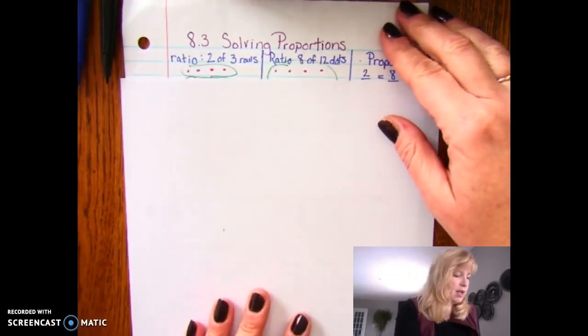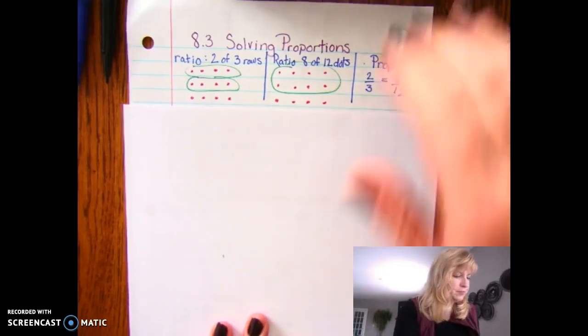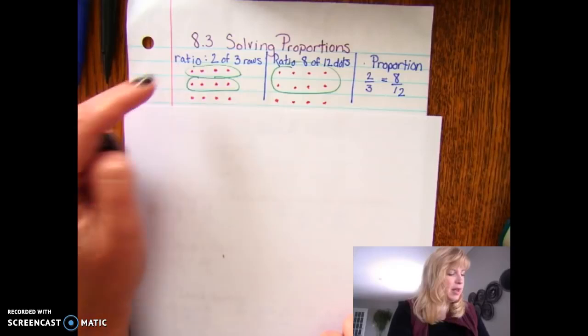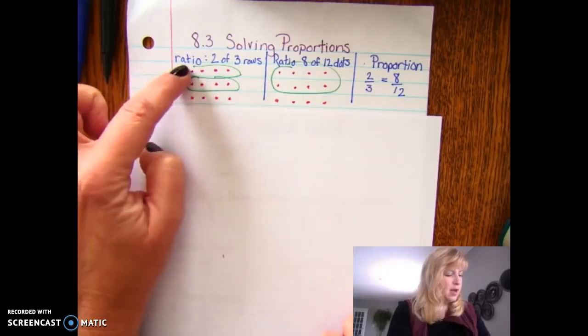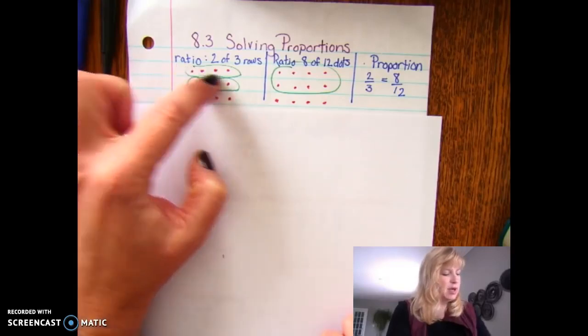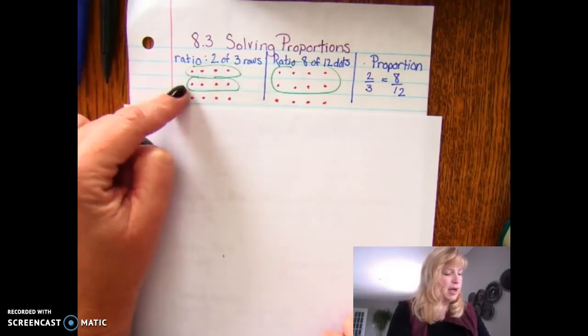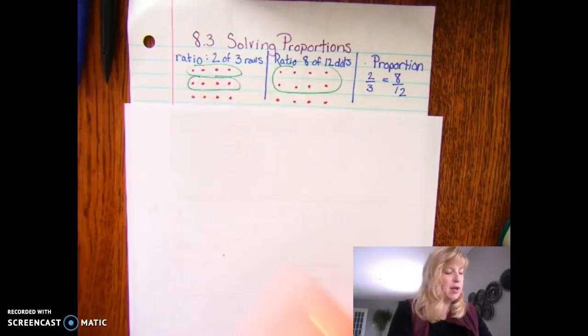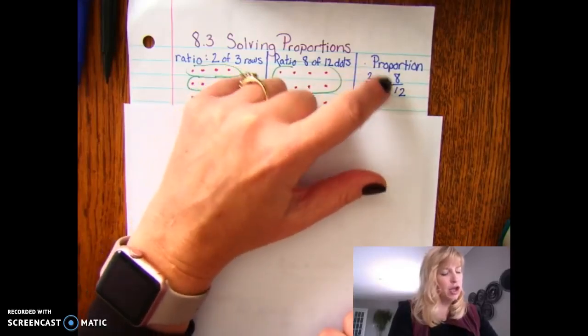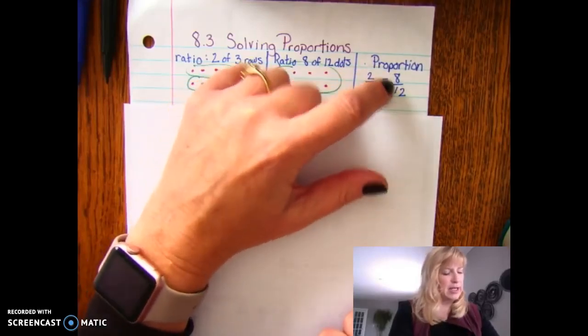So the first thing I wanted to show you is a little picture. I'm going to start with a ratio of 2 out of the 3 rows compared to 8 of the 12 dots. So what I did was I circled in green 2 out of the 3 rows, and over here I circled 8 out of the 12 dots. You look at it and you can just see that they are equal. But when you write them down, they are definitely not looking the same. You have 2/3 and 8/12.